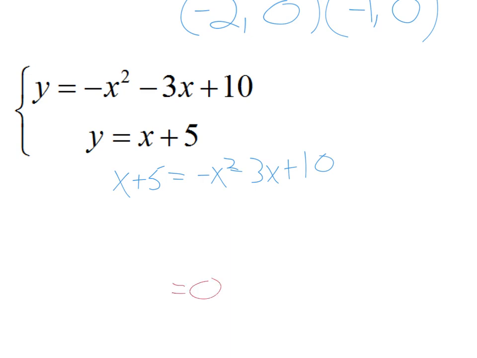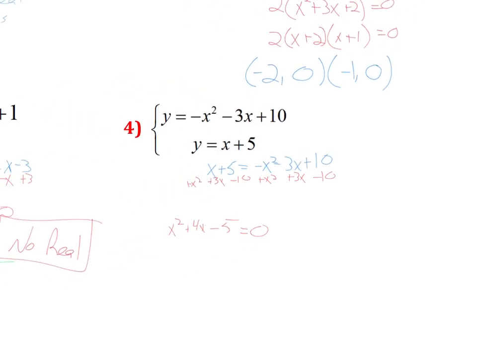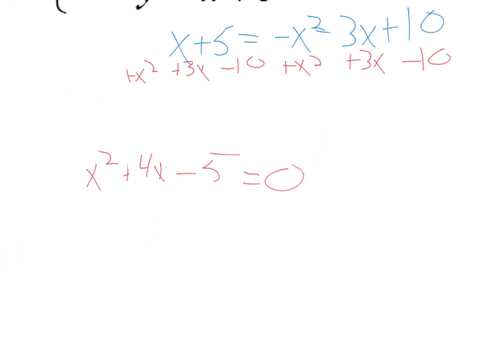We want this equal to 0, so we'll move the x squared over. We'll move the 3x over, so that'd be a 4x. Hey-oo. We'll move the 10 over, so we'd subtract that over. That'd be a negative 5. So now we've got to factor x squared plus 4x minus 5.